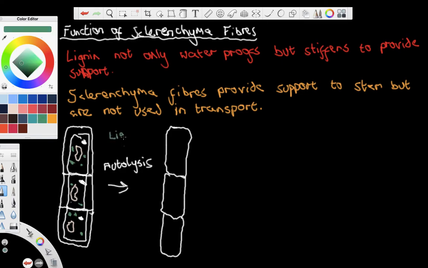So lignin, exactly like we spoke about with the xylem. So we've got lignin being added, we've got autolysis taking place, and what we're left with are empty cells that have lignin in their cell walls, and these are what we call the sclerenchyma fibres. They do not have their end walls removed. So we've got this lignin found in the cell walls of each of these cells. The reason I'm drawing it is because I haven't done a diagram in my notes, and that is what we call the sclerenchyma fibres. Okay, that is how they remain.